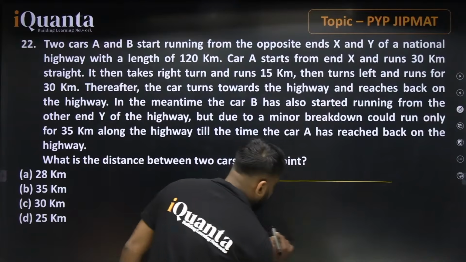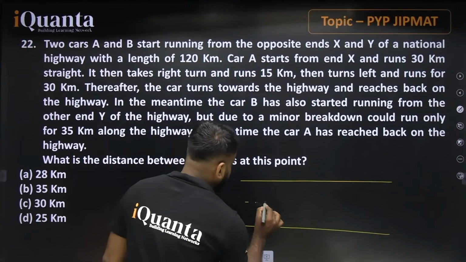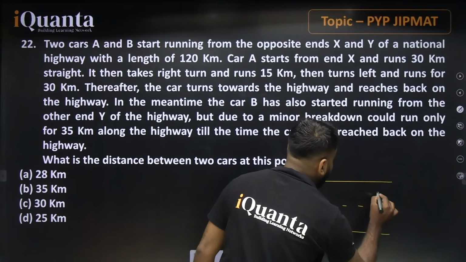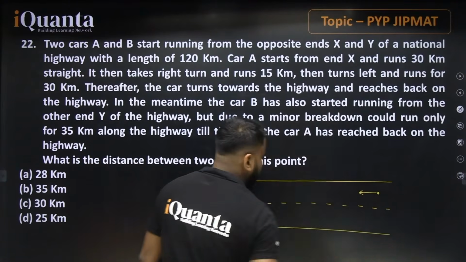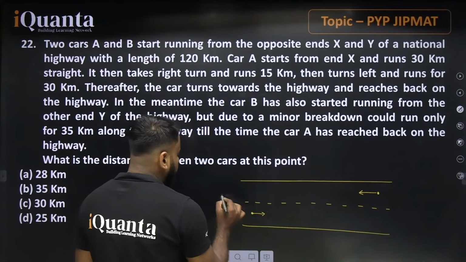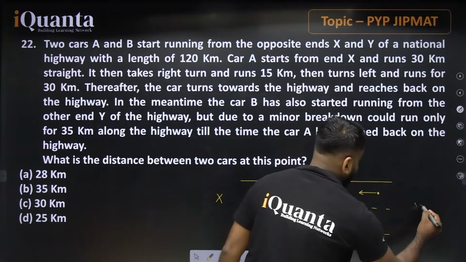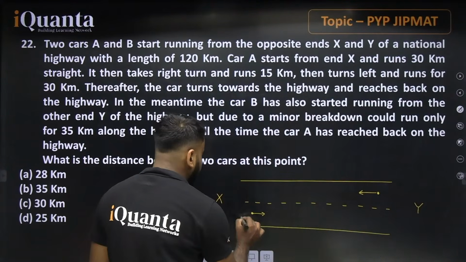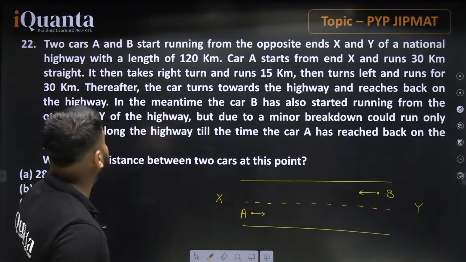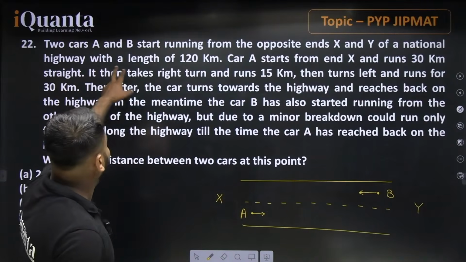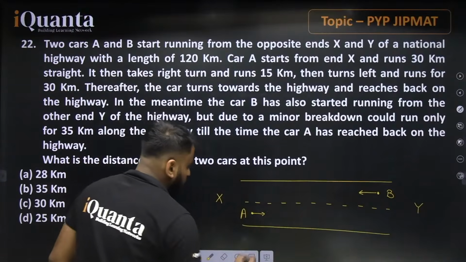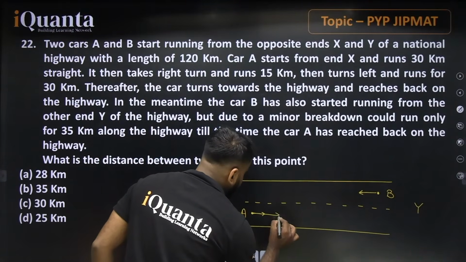This is a highway. And if this is a highway, then definitely one car starts from this particular end and one car starts from this particular end, and this is end X and this is end Y. Correct? This is car A and this is car B, right? The statement says there is a highway with a length of 120 kilometers, car A starts from end X and runs 30 kilometers straight. So the car will go like this, 30 kilometers, right?